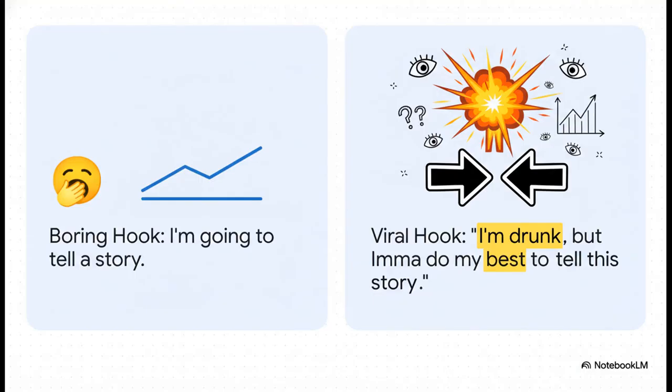Let's see this in action, because this is where it clicks. I'm going to tell a story. Snooze fest, right? But what about, I'm drunk, but I'm going to do my best to tell this story? See, now you're hooked. You got to see how this plays out. That tension is what makes it so good.